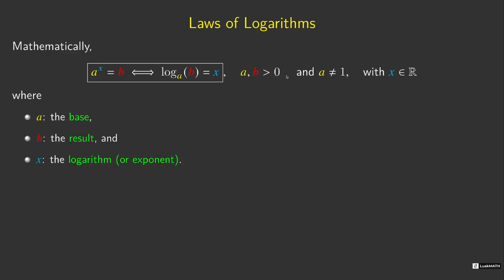There are some things you need to know. So a and b have to be positive numbers. They have to be positive real numbers. And also a cannot equal 1 for obvious reason, because if a equals 1, it doesn't matter what x is here. x can be anything. For example, 1 raised to 1 will give you 1. 1 raised to 100 will give you 1. 1 raised to 1 million will give you 1. So in that case, that's undefined.